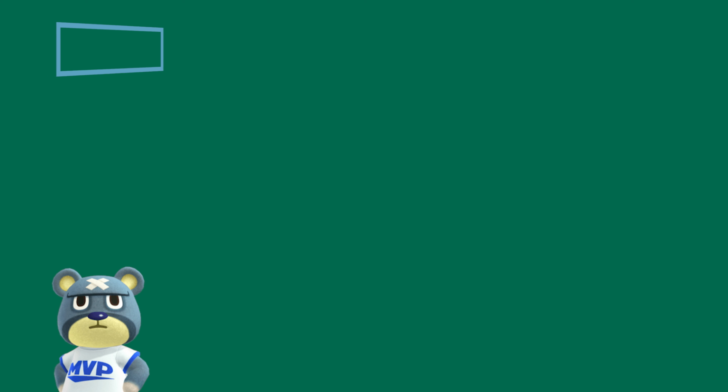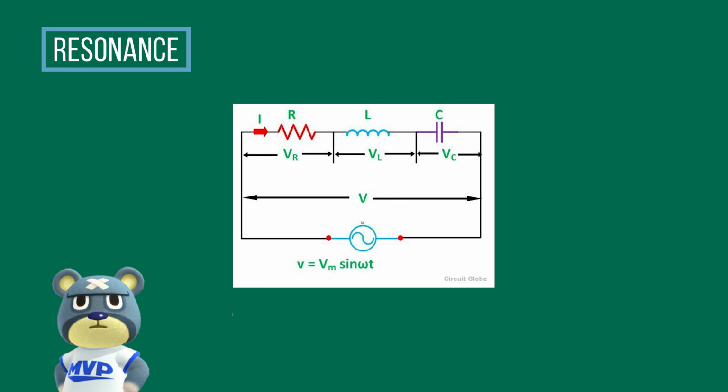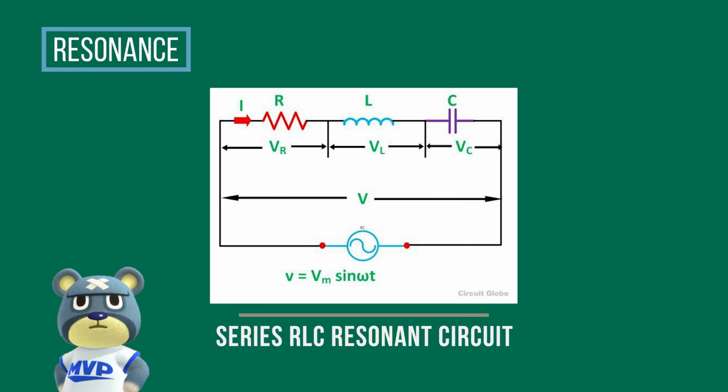The first topic about resonance is the series RLC resonance circuit. In an RLC circuit, resonance is the state at which the reactance of the inductor XL and the reactance of the capacitor XC are equal. It is used in various applications including filters, oscillators, frequency meters, and tuned amplifiers.